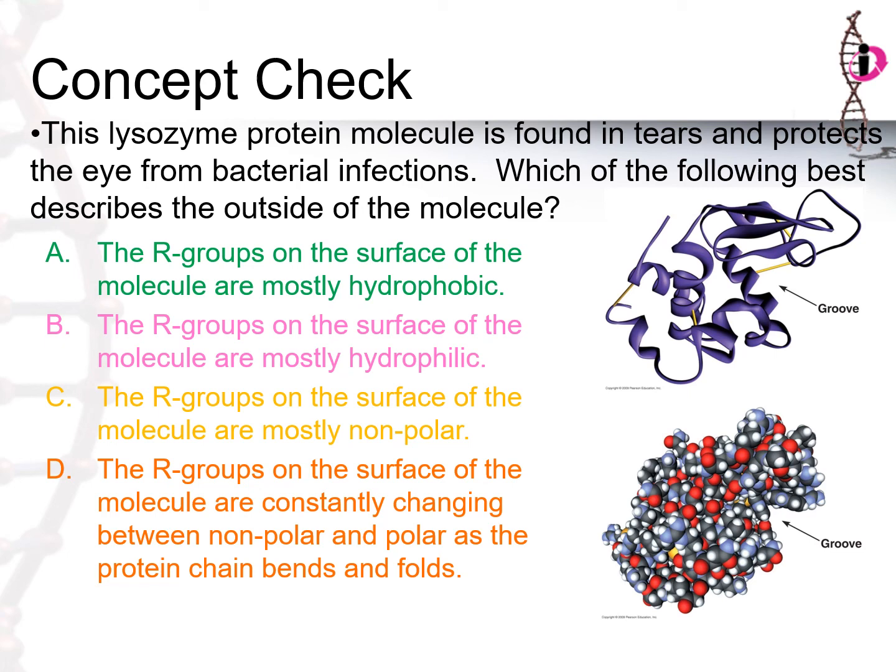So let's read the choices. A: The R groups on the surface of the molecule on the outside are mostly hydrophobic. B: The R groups on the surface of the molecule are mostly hydrophilic. C: The R groups on the surface of the molecule are mostly nonpolar. Or D: the R groups on the surface of the molecule are constantly changing between nonpolar and polar as the protein chain bends and folds.